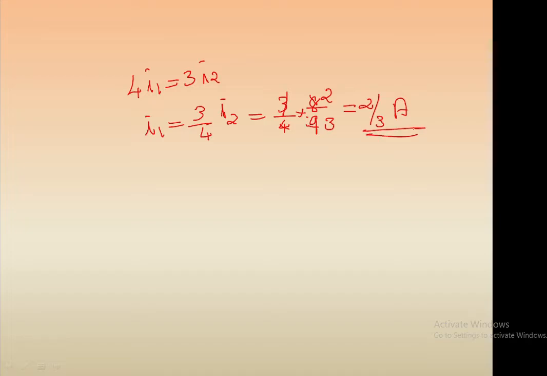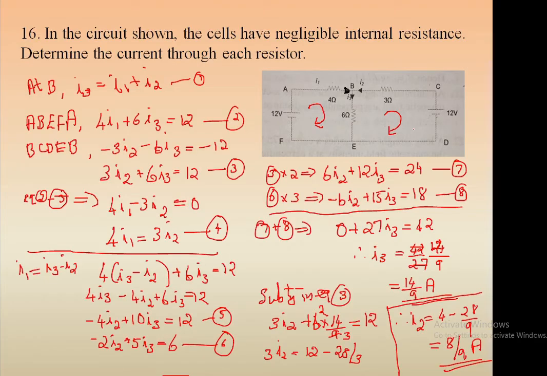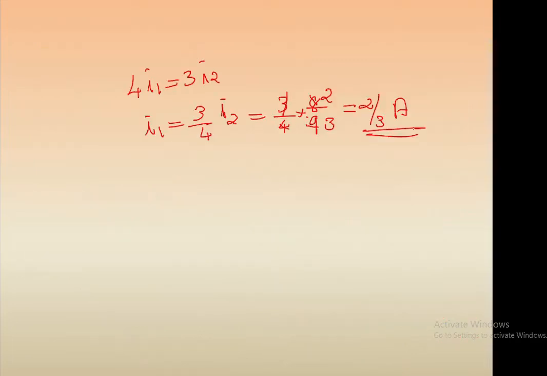Okay. So we have all the 3 values of current. That is I3 is equal to 14 by 9 ampere, I2 is equal to 8 by 9 ampere, and I1 is equal to 2 by 3 ampere.